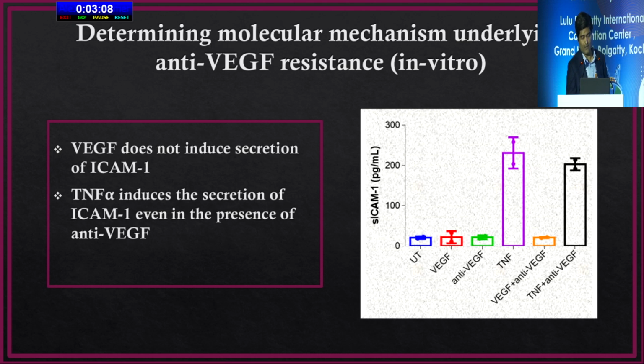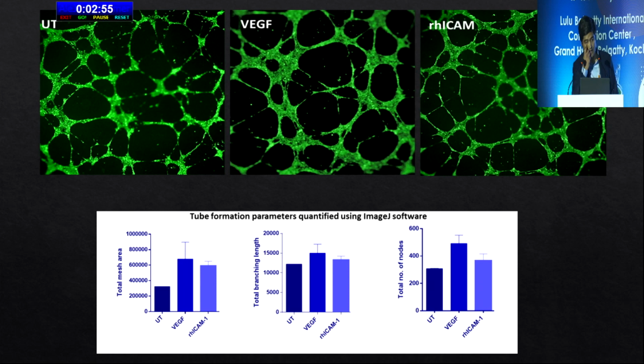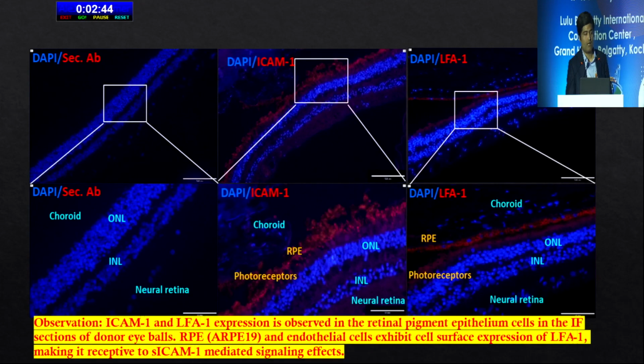It was altered very minimally, which means that ICAM is independent of the VEGF mechanism. It is present before it, and it does not get altered with it. That's why we saw that in recurrent cases, the ICAM levels were high. Now, based on this, we did another experiment where we put in recombinant ICAM, and it produced very similar VEGF-like effects, which means that it is a molecule which is independent of VEGF, but it can also induce tube formation in endothelial cells.